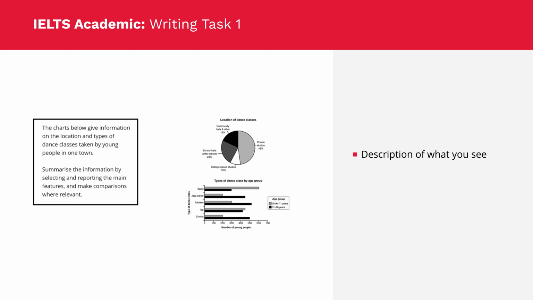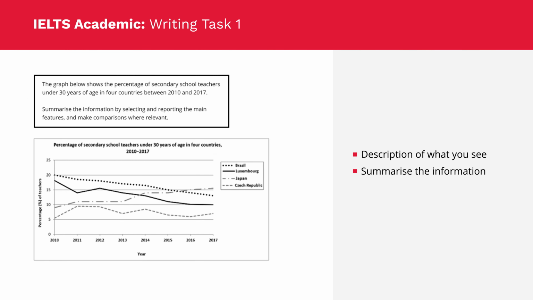In your description, you should summarise the information by selecting and reporting the main features and make comparisons where relevant. This should be in a formal or neutral style.